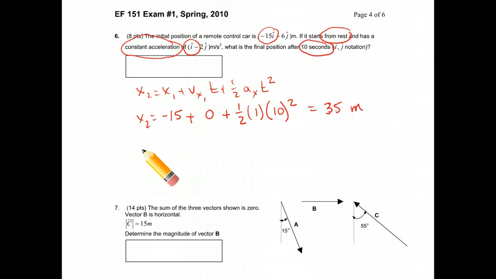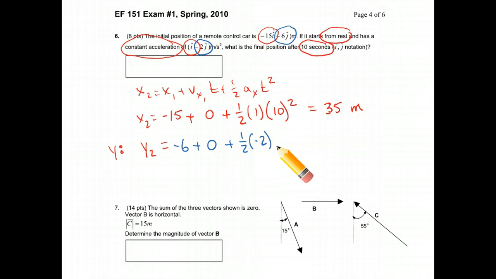Okay, same equation for y, so I won't bother writing out the y equation, but I'll make sure we know what we're doing here. So in the y direction, we're going to have y2 is equal to, let's switch colors here, it's a little easier to see, minus 6 is my initial position, starts from rest, 1/2 times minus 2, it's my acceleration, and same time.